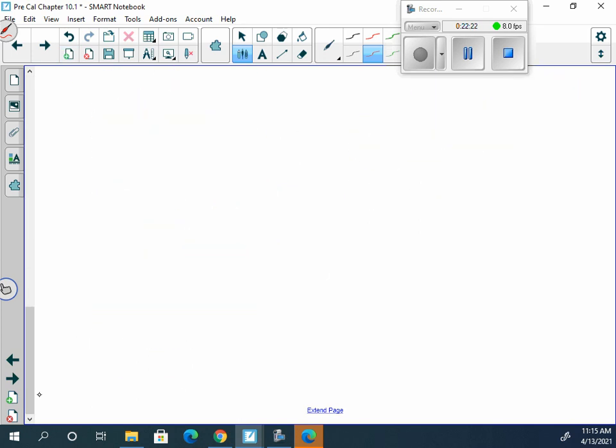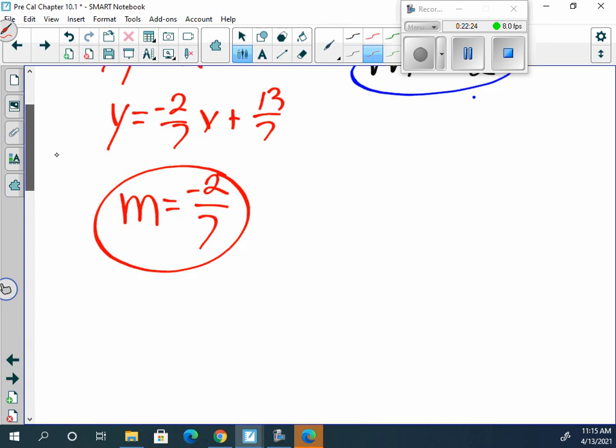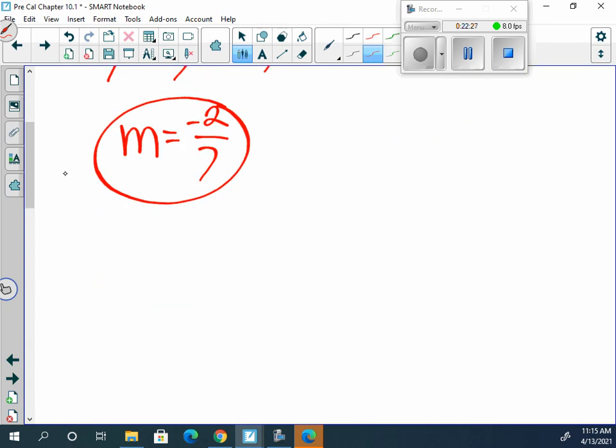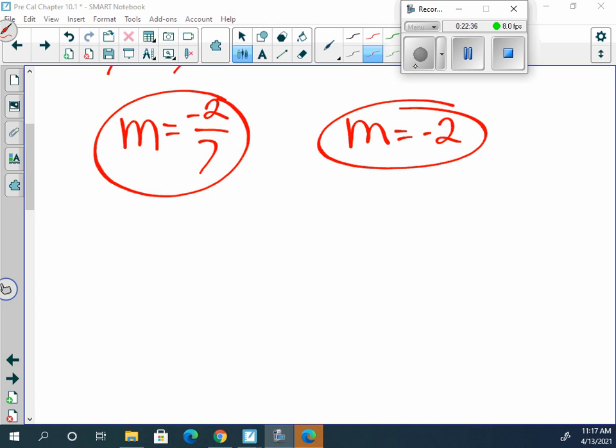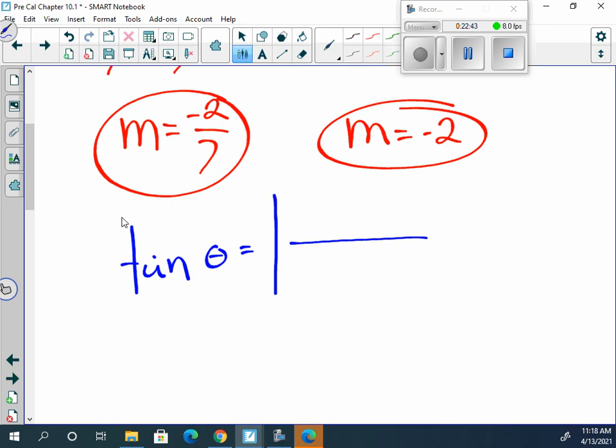Doing stuff like that is helpful on any type of standardized test. But looking at this, to finish this off, we're going to take tangent of theta is equal to the absolute value of negative 2/7 minus 2 minus negative 2, which is the same as plus 2.